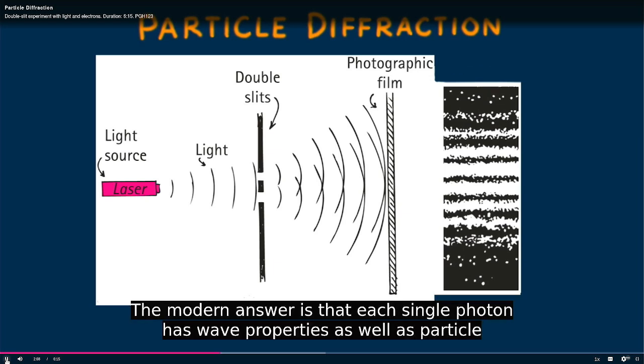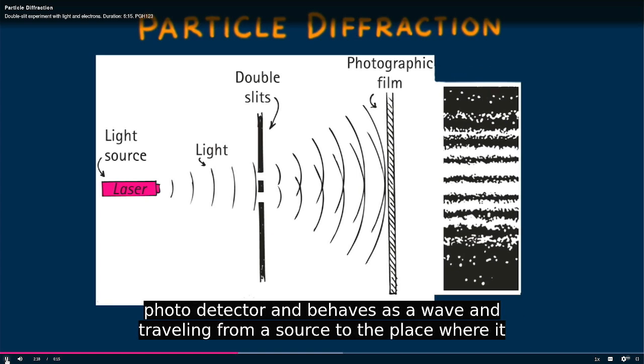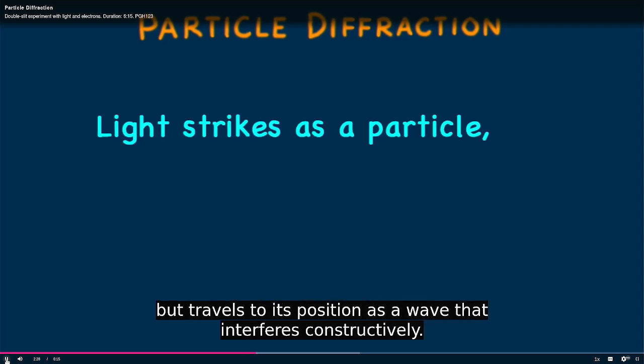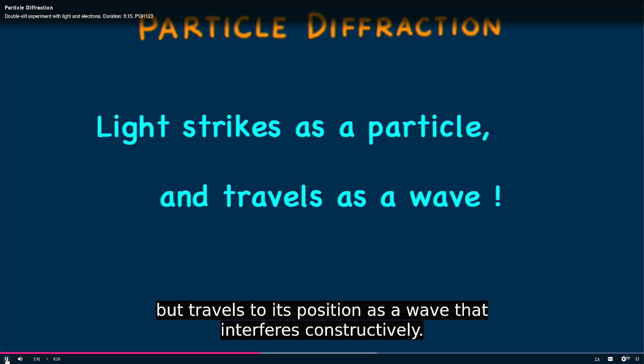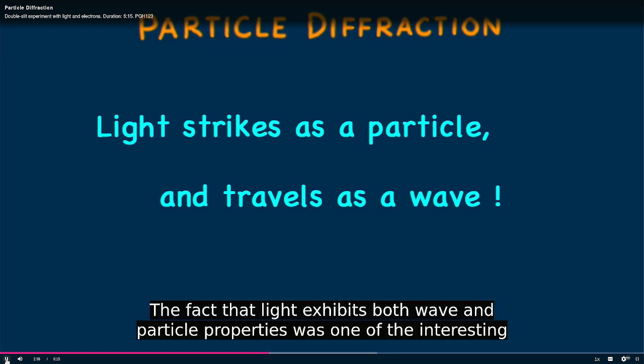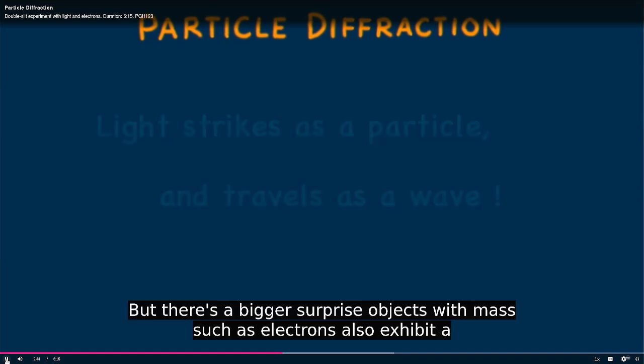The modern answer is that each single photon has wave properties as well as particle properties. A photon behaves as a particle when it's being emitted by an atom or absorbed by a photodetector, and behaves as a wave in traveling from a source to the place where it is detected. So the photon strikes the film as a particle but travels to its position as a wave that interferes constructively. The fact that light exhibits both wave and particle properties was one of the interesting surprises of the early 20th century. But there's a bigger surprise.